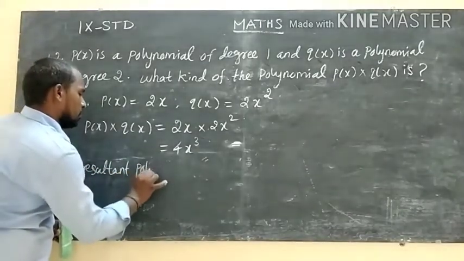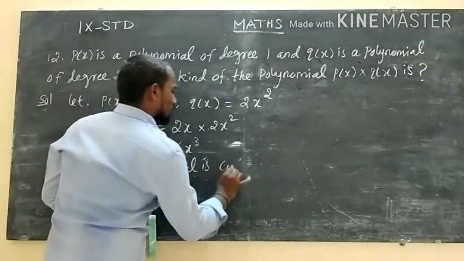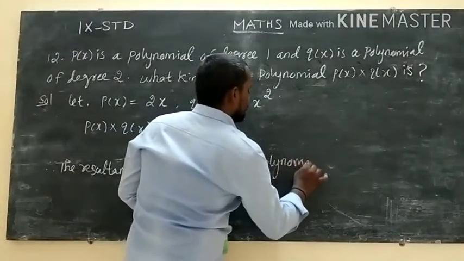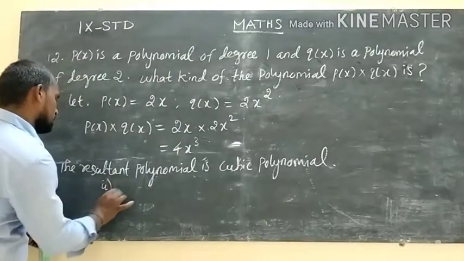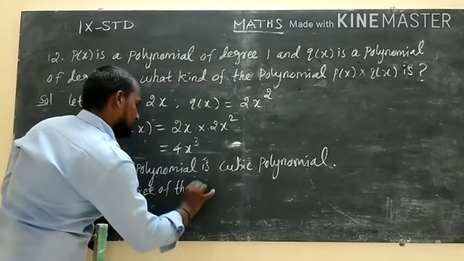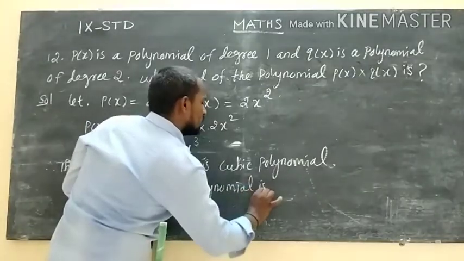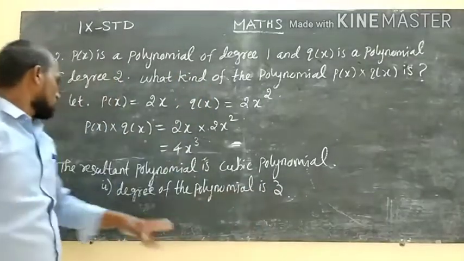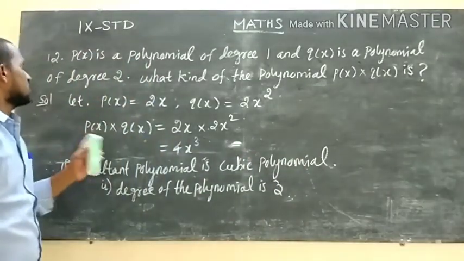Therefore, the resultant polynomial is a cubic polynomial. That's your answer. The degree of the polynomial is 3. Okay, the degree of the polynomial is 3, so the resultant polynomial is a cubic polynomial. Have you understood the answer?